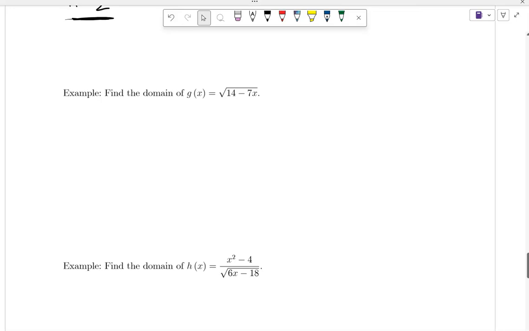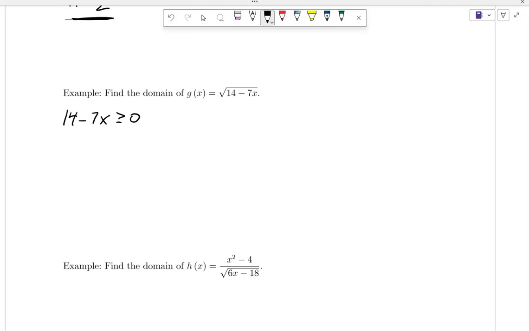We've got g of x equals square root of 14 minus 7x. What can go bad here? A negative under the radical, right? We don't want a negative under the radical. Right? Okay. So we want that 14 minus 7x to be greater than or equal to 0. That's what we want. That's what we need in order to be in the domain.